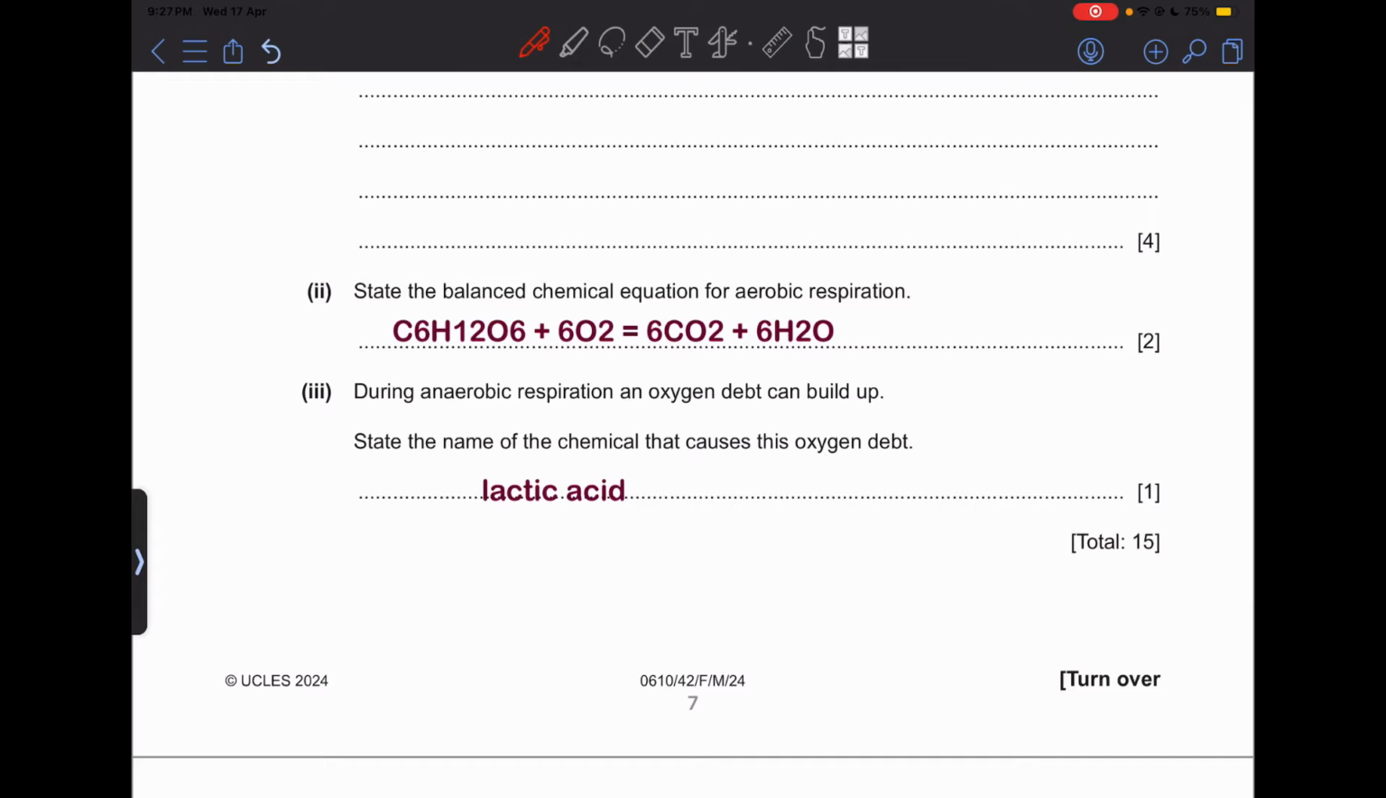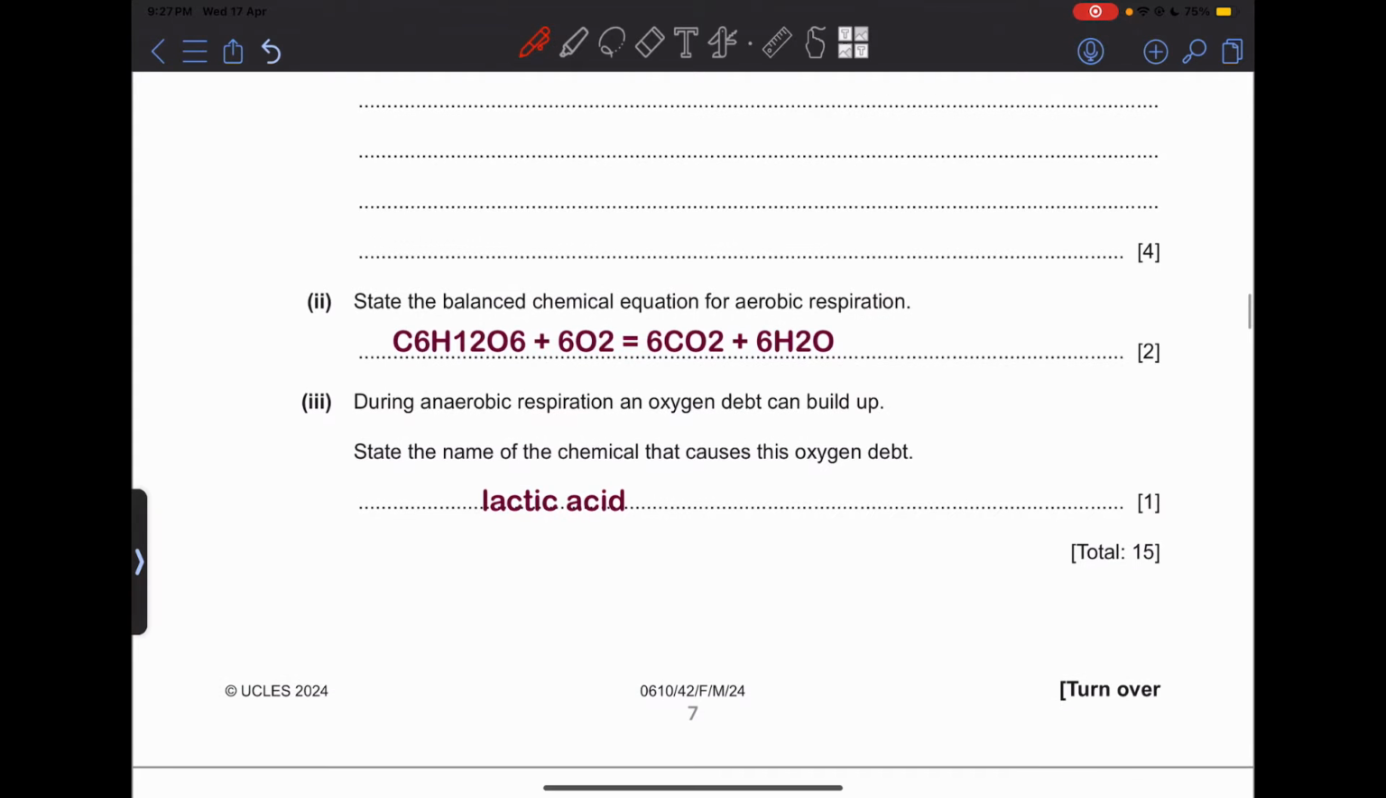Double I says state the balanced chemical equation for aerobic respiration. C6H12O6 plus 6O2 will produce 6CO2 plus 6H2O. So basically it's going to use up the glucose and the oxygen to produce carbon dioxide and water. So this is the opposite of the photosynthesis equation.